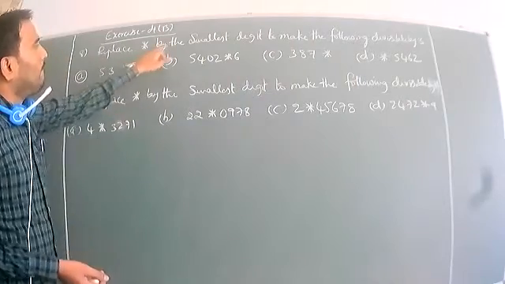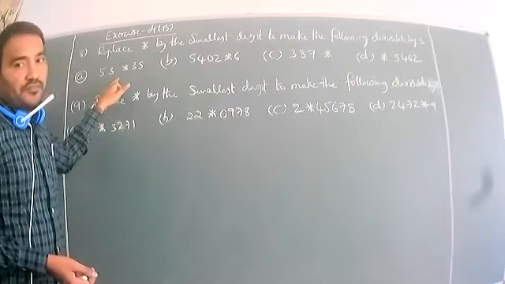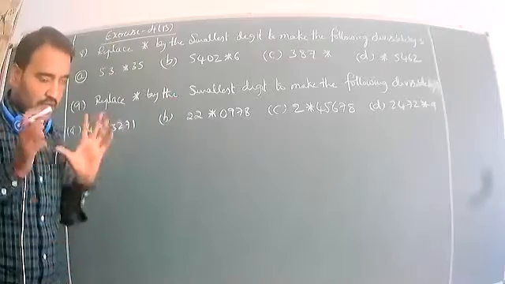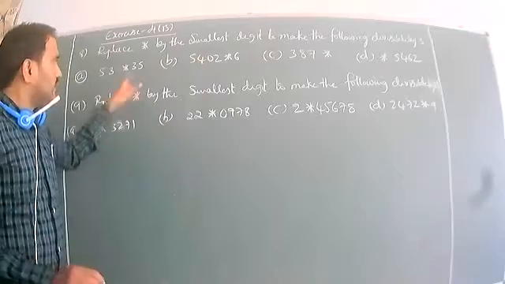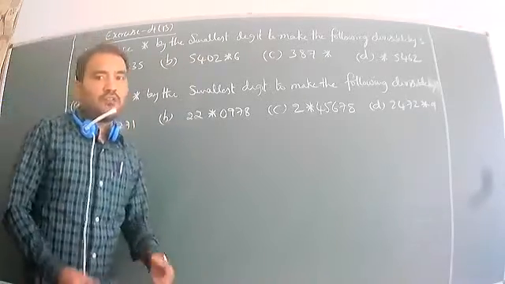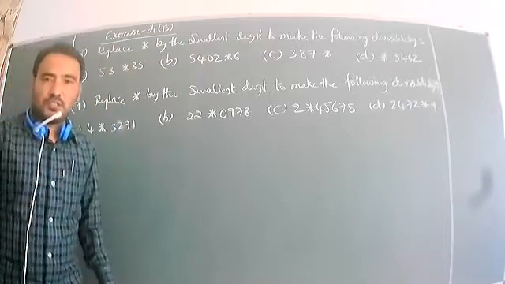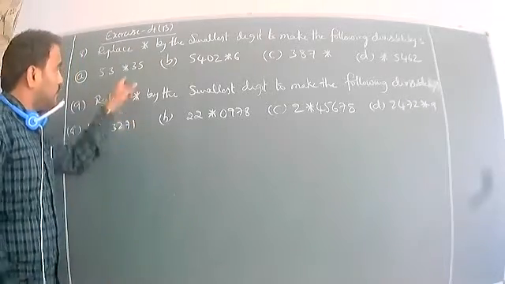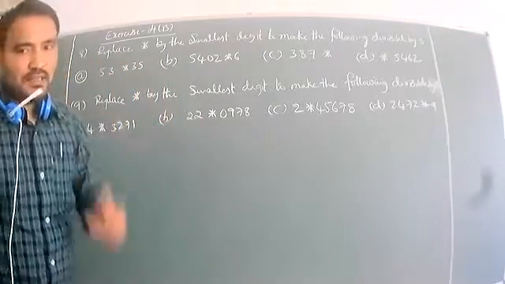Replace the star by the smallest digit to make the following number divisible by 3. Using the divisibility test, the numbers are given, one place is left, so that has to be put on the star. So we should write one smallest digit, so that the number is divisible by 3. I hope all of you understand.